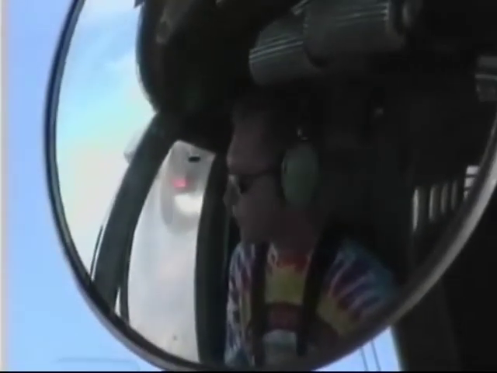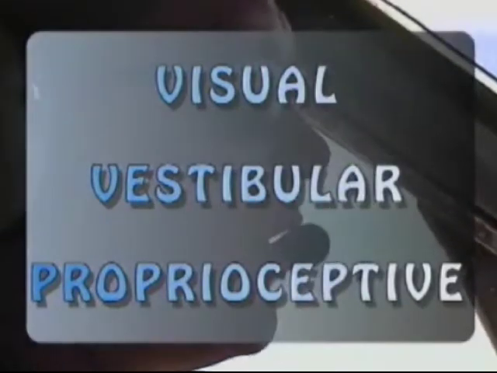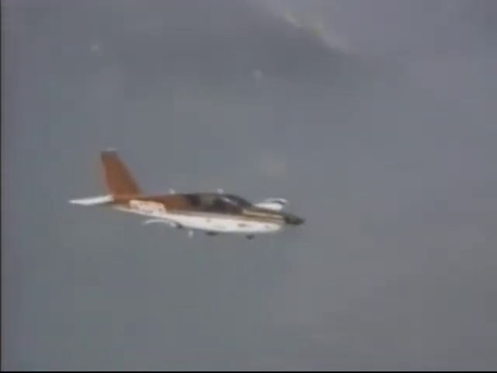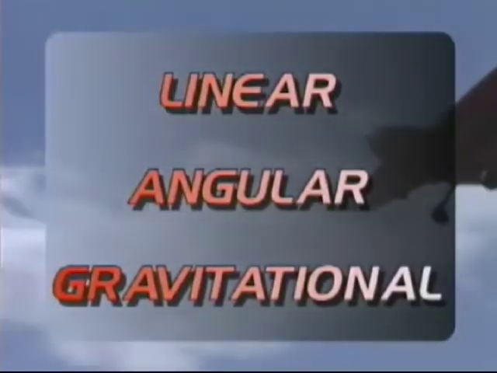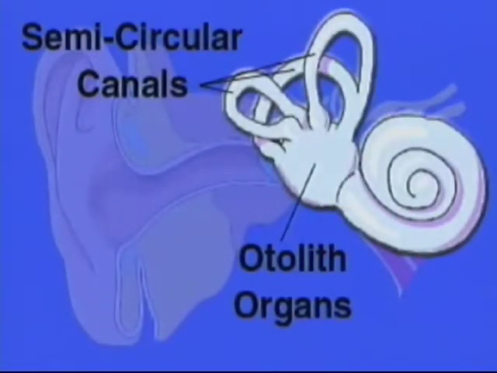Spatial disorientation is the loss of your orientation in relation to the Earth's surface, caused mainly by a lack of and/or misinterpretation of visual, vestibular, or proprioceptive sensory inputs to the brain. Visual references provide the dominant sensory information to maintain spatial orientation. Changes in linear, angular, or gravitational acceleration are detected by the vestibular system. The inner ear contains the vestibular system.